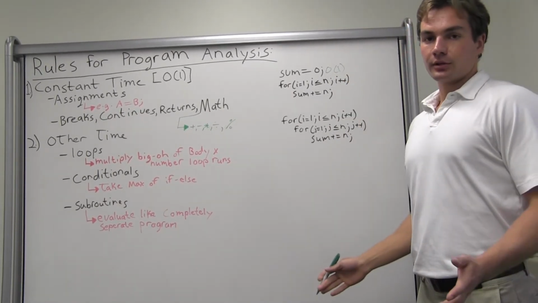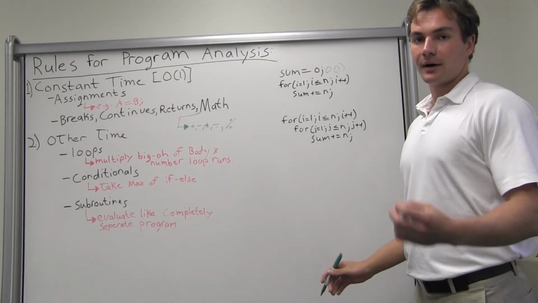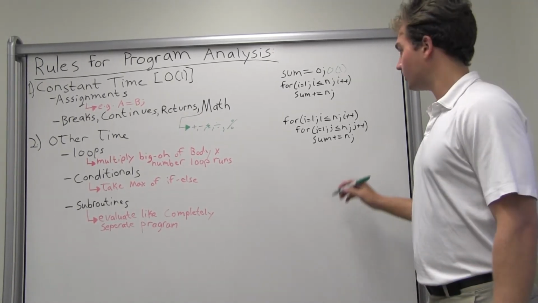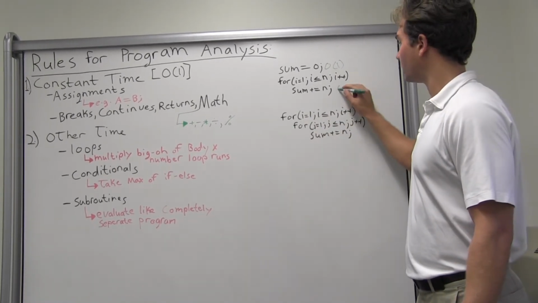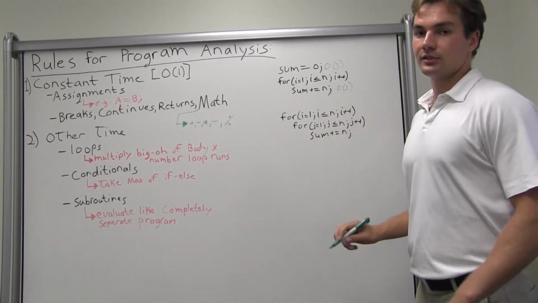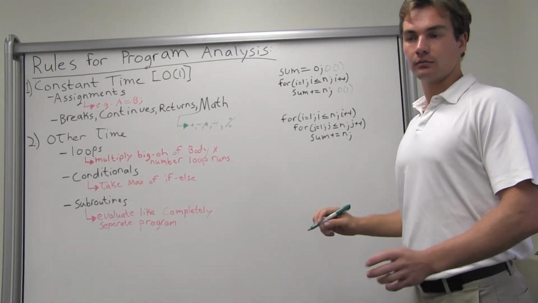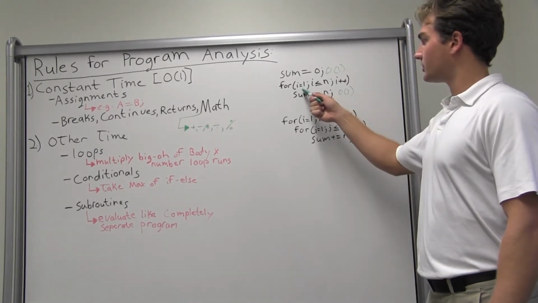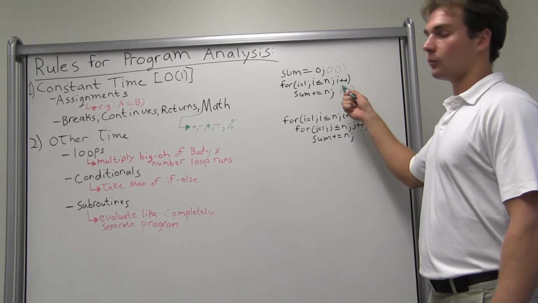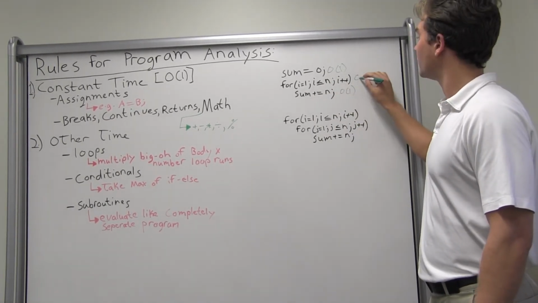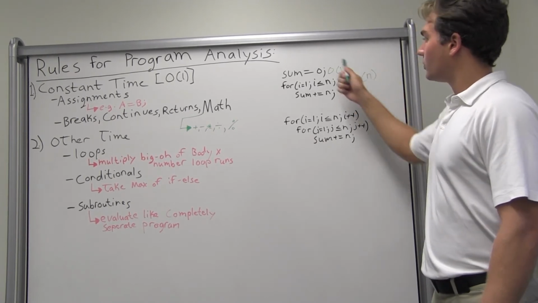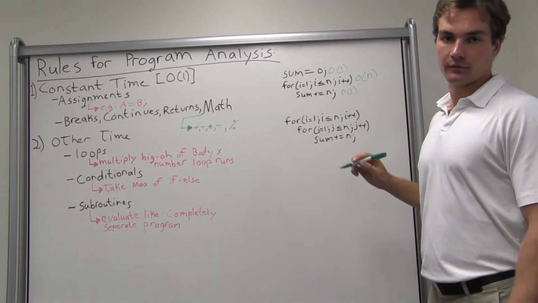We're in a loop now, so we're going to apply our loop rule. Let's look at the body first, see what the big O of the body is doing. Plus equals n, that's math, constant time, big O of 1. Now let's see how much time is the loop running. Well, starts at I, increments 1 every time, and goes to n. This is a big O of n times. So this whole little program would be big O of n.